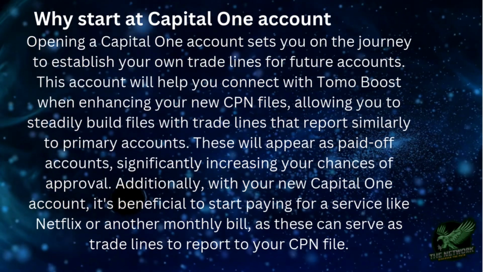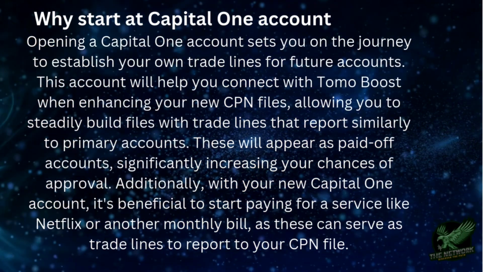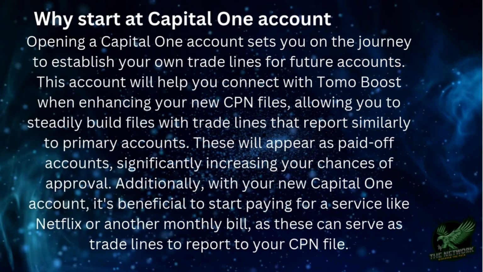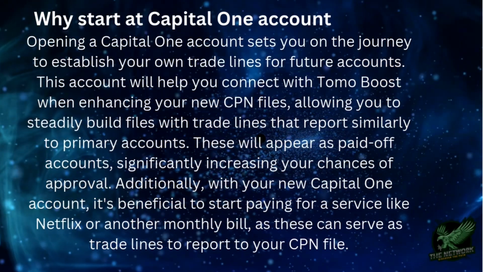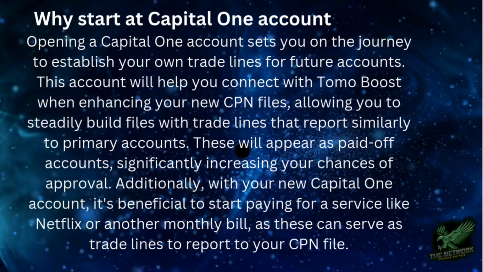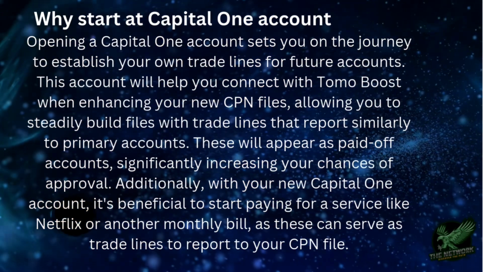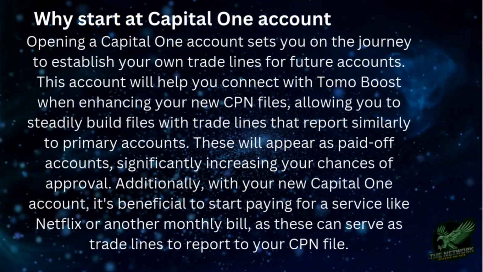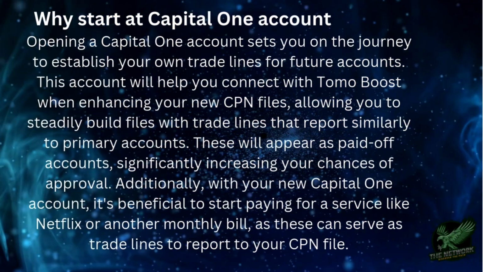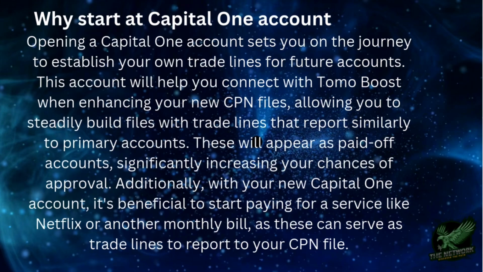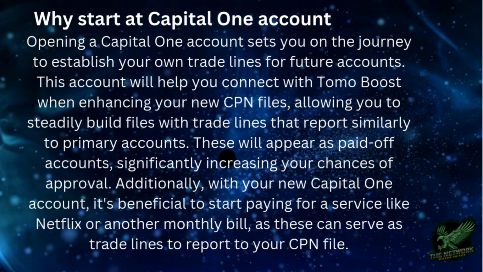This account will help you connect with Tomo Boost when enhancing your new CPN files, allowing you to steadily build files with trade lines that report similarly to the primary accounts. These will appear as paid off accounts, significantly increasing your chances of approval pretty much everywhere that you can use a CPN. So additionally, with your new Capital One account, it's beneficial to start paying for a service like Netflix or another monthly bill, as these can serve as trade lines to report to your CPN file.